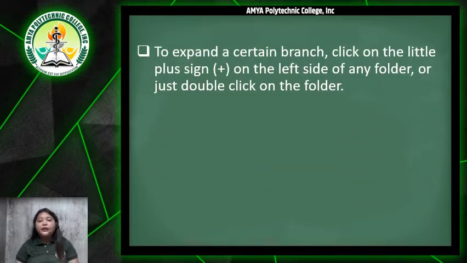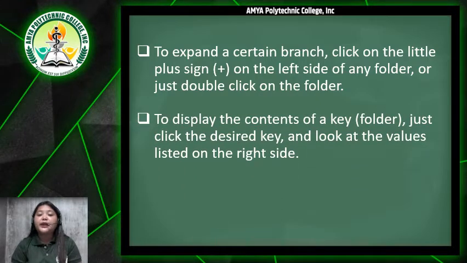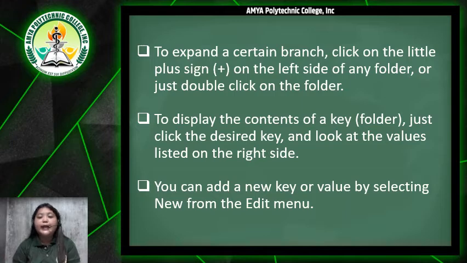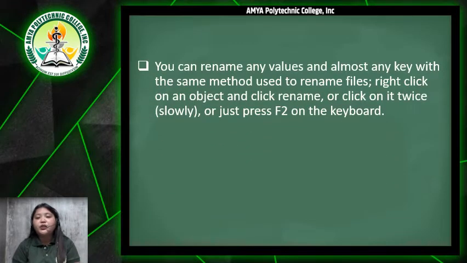To expand a certain branch, you have to click on that little plus sign on the left side of any folder, or just double click on the folder. Next, you display the contents of a key or folder. Just click the desired key and look at the values listed on the right side. And also you can add a new key or value by selecting new from the edit menu. You can rename any values in almost any key with the same method used to rename files.